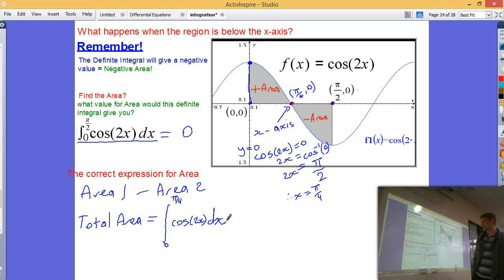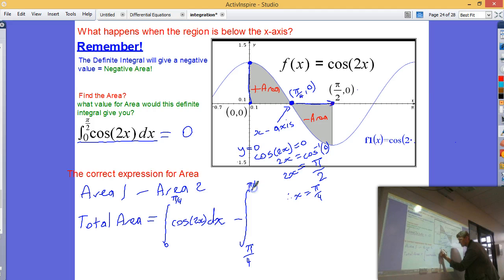Okay, now next I have to subtract the definite integral that's going to give me area 2, because it's going to be a negative area. So the lower limit is the starting point of area 2, which is this point here. That is pi on 4. So my lower limit right down here is pi on 4, up to my upper limit, as we can see, pi on 2, which is the x value for where the region finishes.